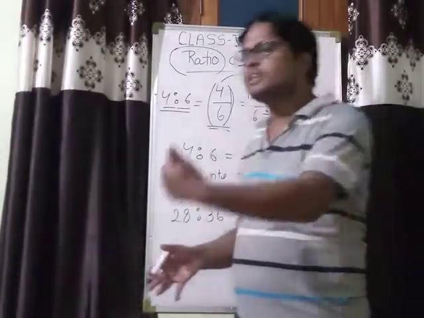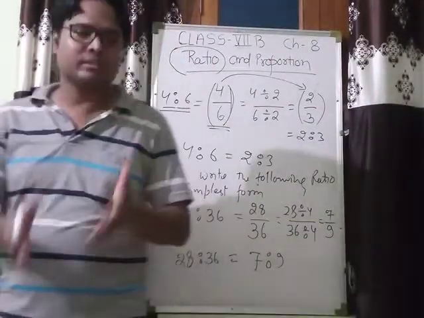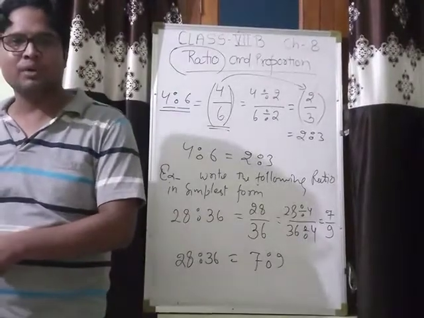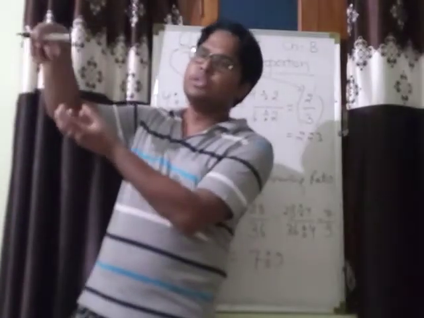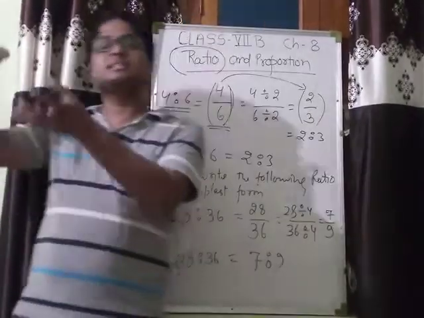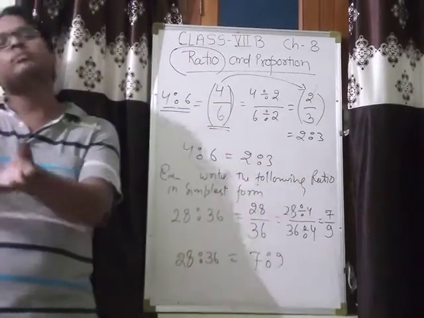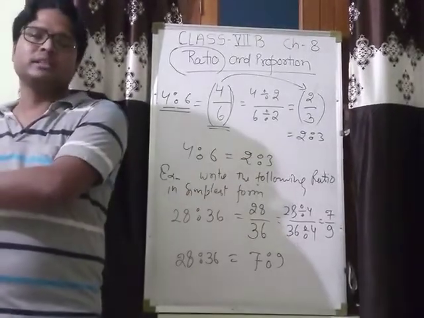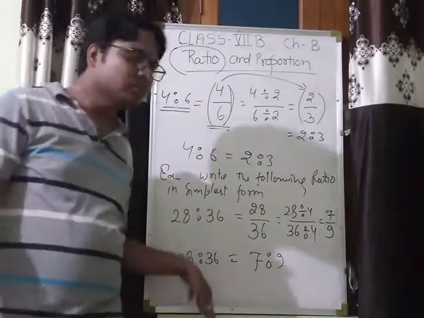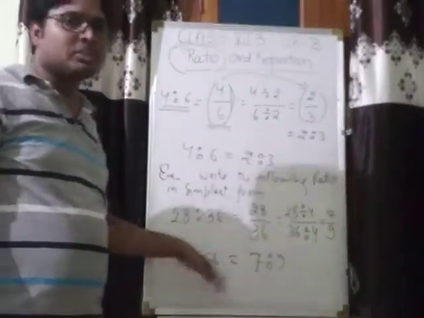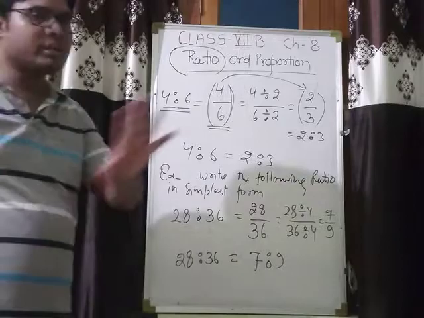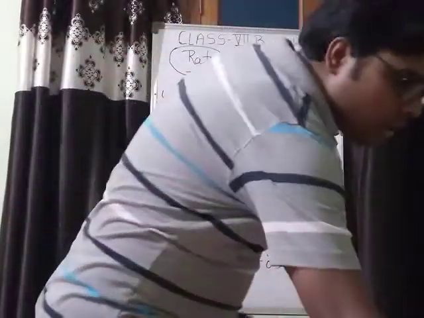Very simple. Convert it into a fraction, and after that reduce that fraction to its simplest form. After that you will get a new fraction that is already in the simplest form. Convert that fraction into a ratio. So that will be the required simplest form of the given ratio. Got it, everyone?